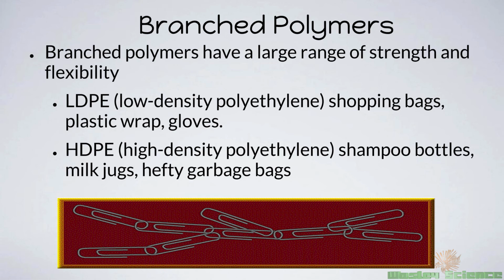So what you can see is that with LDPE, you can have things like plastic wrap, gloves, and shopping bags, which are very flexible but can be easily punctured or torn apart. And with HDPE, when you have things like shampoo bottles, milk jugs, buckets, even Hefty garbage bags, you have much more strength but less flexibility.